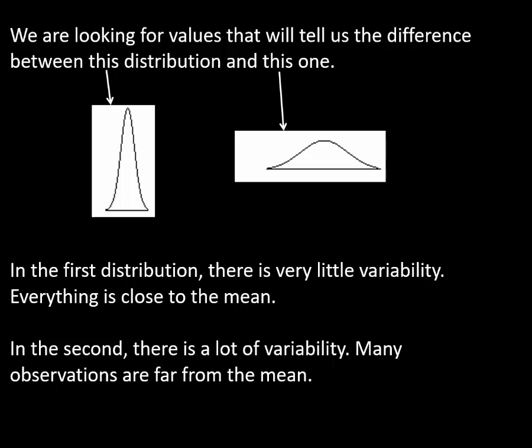In the first distribution, there's very little variability. Everything is close to the mean. In the second one, my laser pointer did not activate. There we go. In the second one over here on the right, there's a lot of variability, a lot of dispersion around the mean, a lot of observations that are very small, and a lot of observations that are very large. Here, there's almost no observations that are very small, almost none that are very large. They're all really tightly packed in around the mean. So we want a number that will tell us whether our distribution looks like this or more like this.